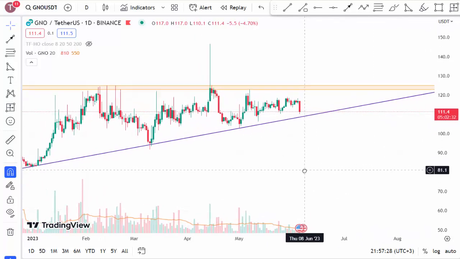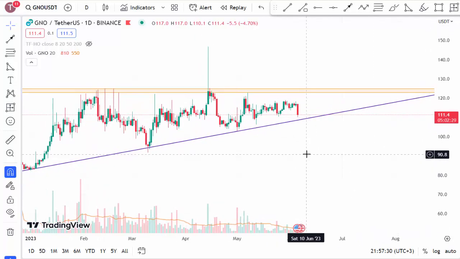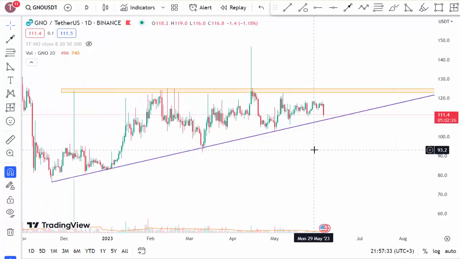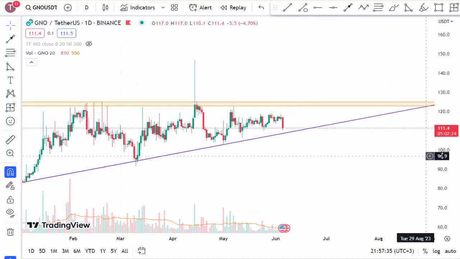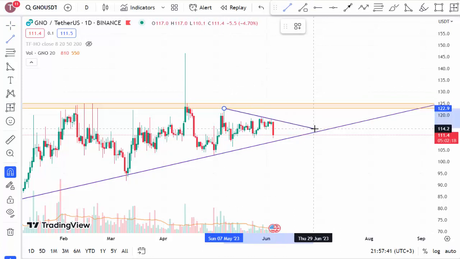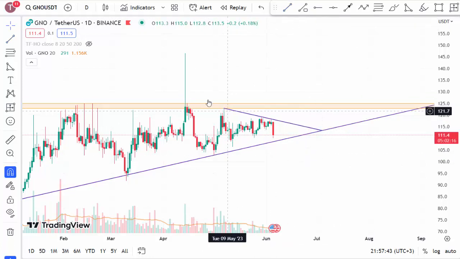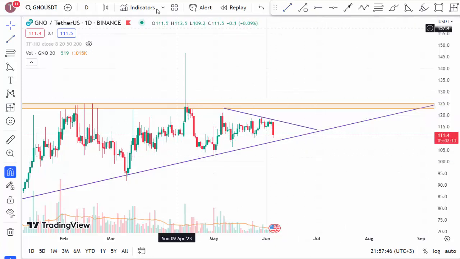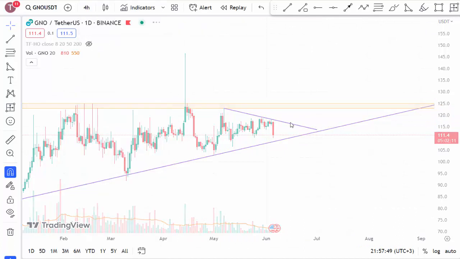At this point, we can say that there is a symmetrical triangle forming, and in the short term, we will observe this symmetrical triangle on the 4-hour time frame. Let's quickly share our comments and analysis on the 4-hour time frame, and then we'll return to the daily time frame. Let's combine our analysis with the decline in Bitcoin and share our comments on Gnosis coin with you, my friends.